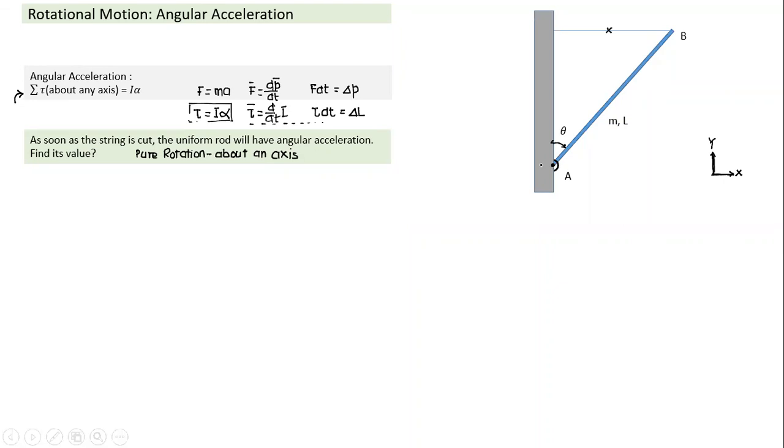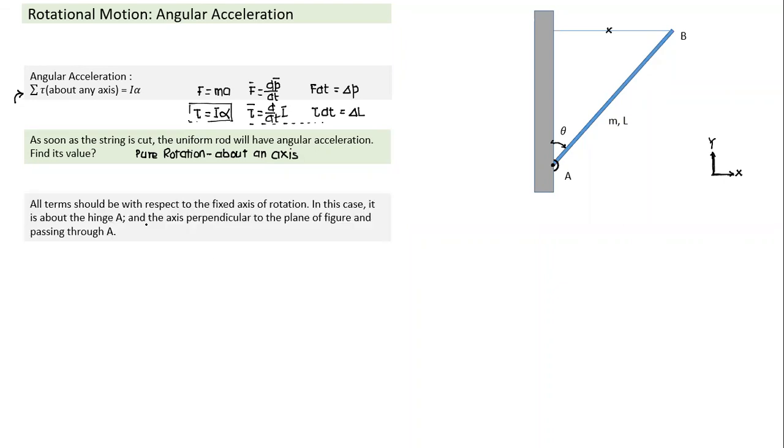So when we apply the equation, all terms should be with respect to a fixed axis of rotation. In this case, the axis of rotation is about a hinge, an axis perpendicular to the plane of the figure and passing through A. So that's the thing I mentioned you need to visualize. And so when we calculate torque and I, both are related to that axis.